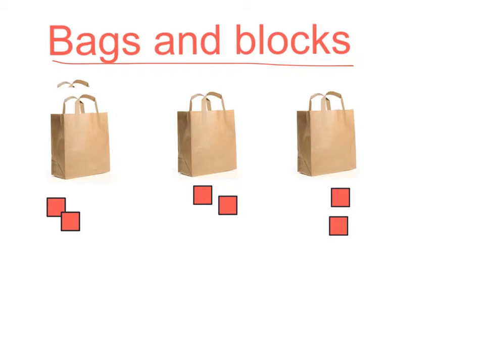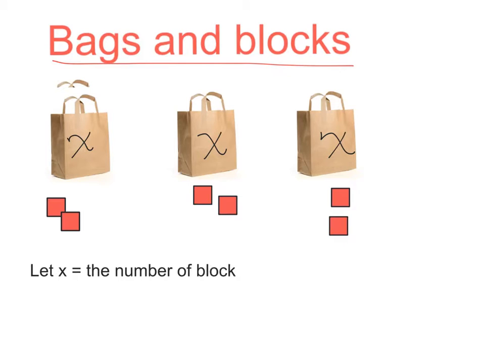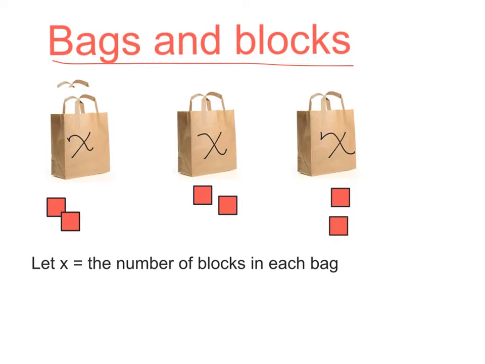Now you don't know how many blocks are in each bag, so we're going to call that X. So obviously you know I want a let statement first. So we're going to write let X equal the number of blocks in each bag. Okay, so there's my let statement. And I'm telling you that X is representing the number of blocks in each bag.